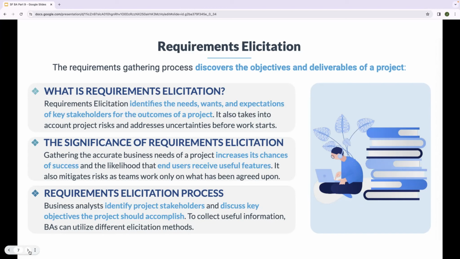The significance of requirement elicitation: gathering the accurate business needs of the project increases its chances of success and the likelihood of end users receiving useful features. It also mitigates risk as teams work only on what has been agreed upon. The requirement elicitation process. Business analysts identify project stakeholders and discuss key objectives the project should accomplish. To collect useful information, BAs can utilize different elicitation methods.